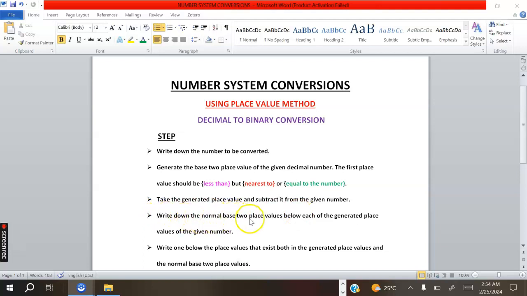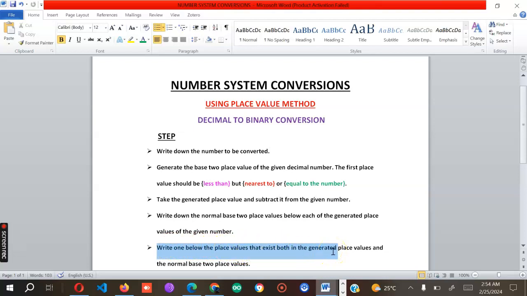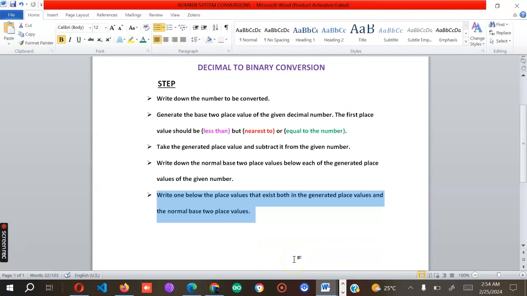Then number 3, you take the generated place value and subtract it from the given number. Then you write down the base 2 place values below each of the generated place values. It's very important, this one. You write 1 below the place value that exists in both the generated value and the normal base 2. Then for the other one, you just write 0.